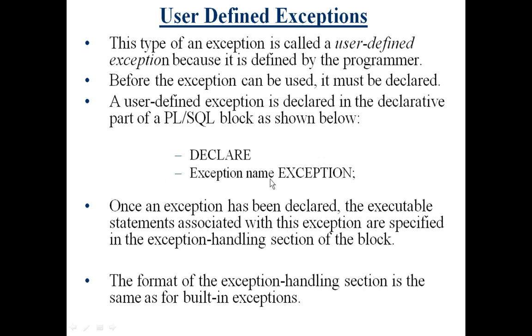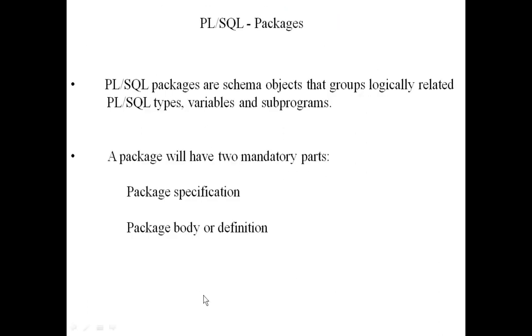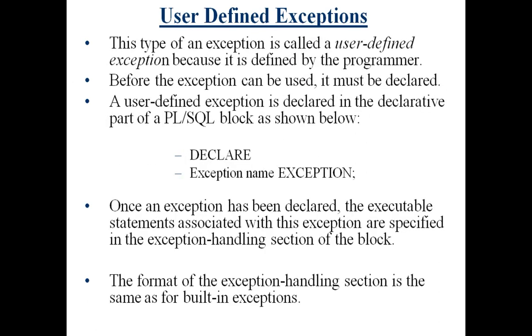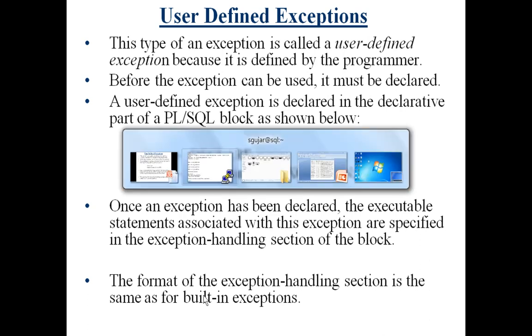In the non-predefined exception we saw that this is the exception name and this is the data type with that exception name. Now once the exception has been declared, the executable statements associated with this exception are specified in the exception handling section of that block. Once the exception name is declared, at that time you can use that exception name in your exception section. So this is something about your user defined exception. Now let's create one example with that user defined exception.